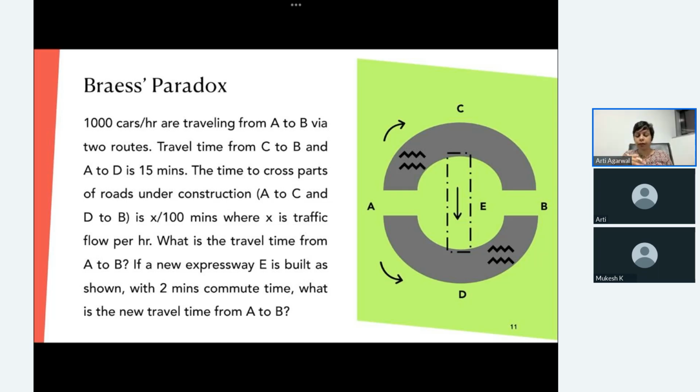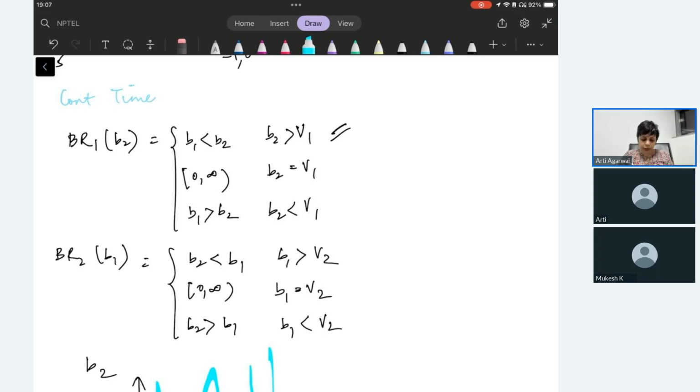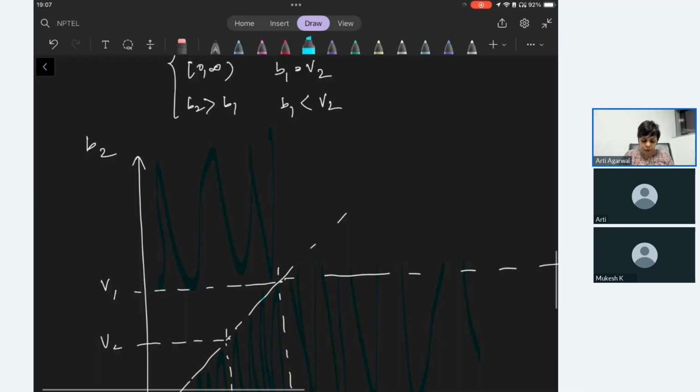Eventually, the travel time across both the routes will be the same. As long as there is some difference in travel time between the two, cars will keep readjusting, redistributing, so to say, between the two routes until the travel time between the two routes is again the same. So we will solve this by using that kind of logic, or that intuition.